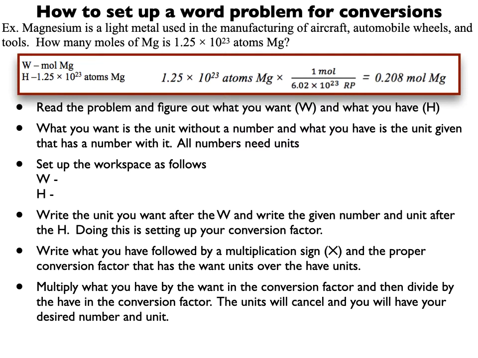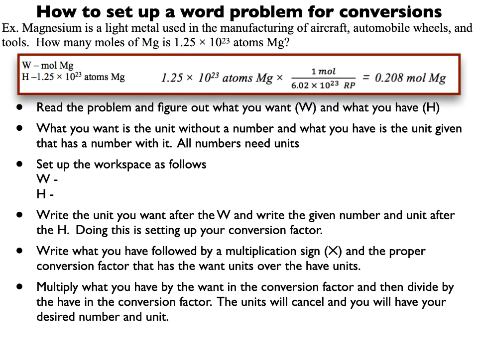Magnesium is a light metal that is used in manufacturing of aircraft, automobile wheels, and tools. How many moles of magnesium is 1.25 times 10 to the 23rd atoms of magnesium? So when I set up my problems, the first thing I will do, underneath the red box, is read the problem and figure out what you want. That's your W. And notice in the box, I want moles, because whatever unit is written in the problem that does not have a number with it is what you're trying to get to. That's what you want. The 1.25 times 10 to the 23rd atoms is what I have.